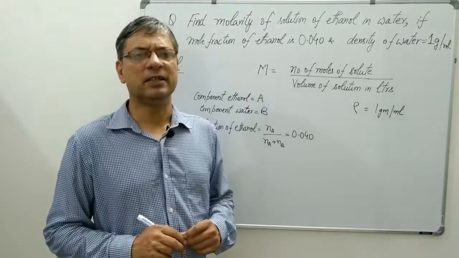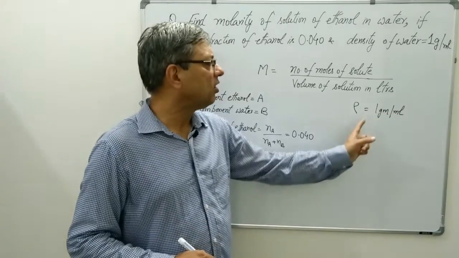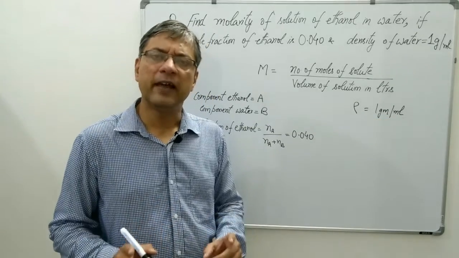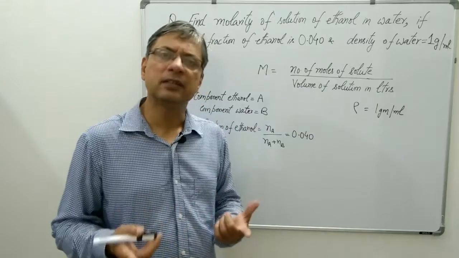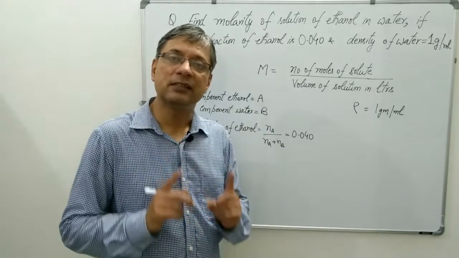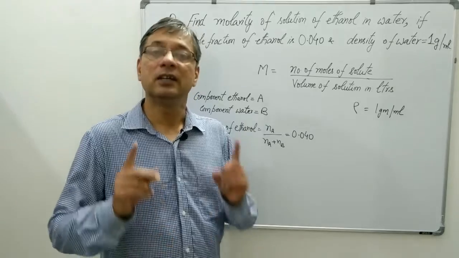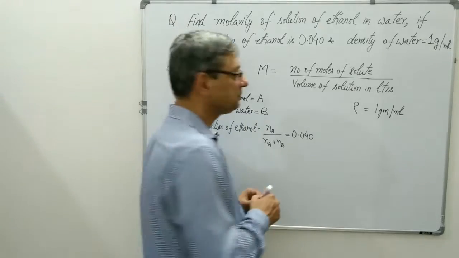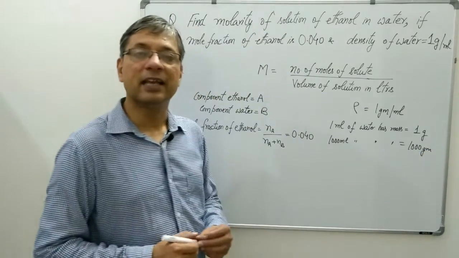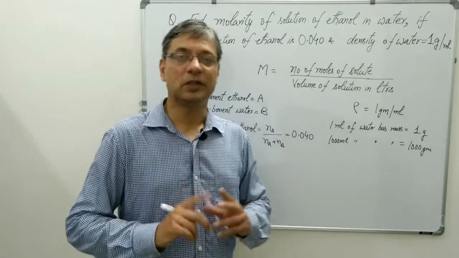We can use unitary method. 1 milliliter of water will have mass 1 gram as per the density. Then 1000 ml, that is 1 liter of water will have 1000 grams. Let me write. From mass of water, I can calculate number of moles of water.